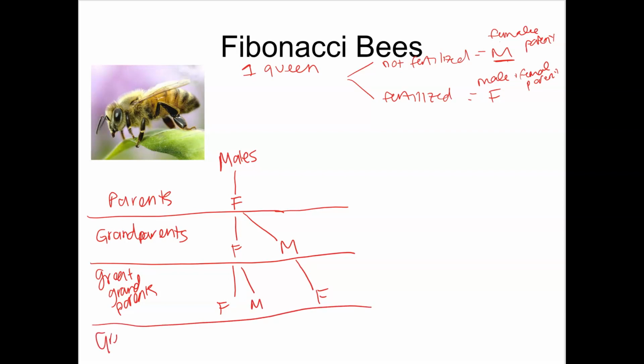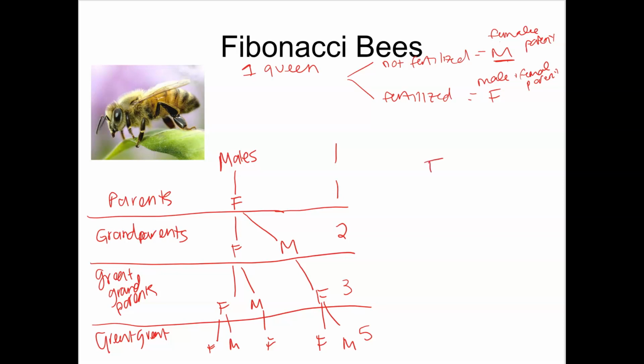How about a great-great-grandparent? Females have a female and a male parent. Males only have a female, and females have a female and a male parent. What have we got here? 1, 1, 2, 3, 5. If we kept going, this would continue in Fibonacci, and it actually works the same with females.